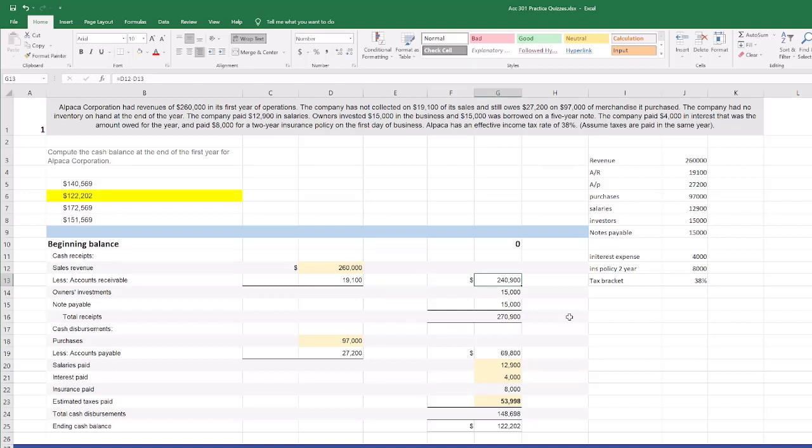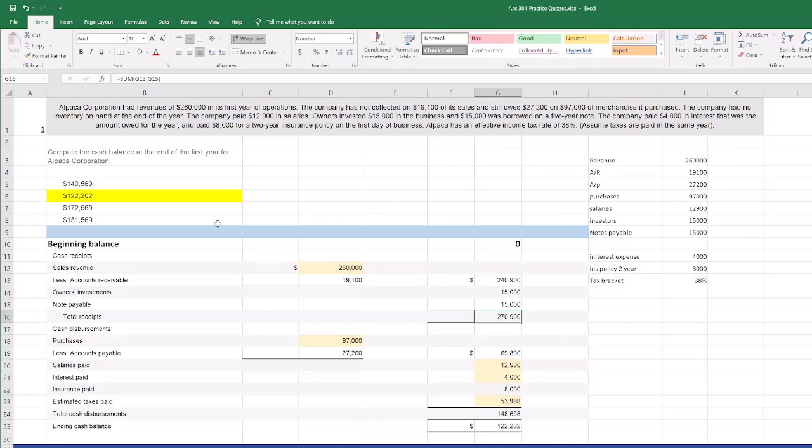You just got to think through it logically. We're just trying to figure out the cash, with cash in, cash out, okay? So what is this? This $249,900 is the cash we've received from the $260,000 in sales. We still have $19,100 available, okay? And then owner investment, that's an influx of cash of 15, right? So let's go get that. 15, and then we have notes payable, or bank loan payable, whatever you want to call it. I'm just going to call it notes payable.